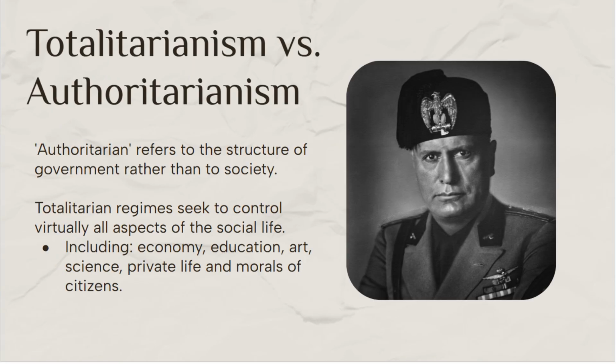First, though, let's pause and talk about some vocabulary here. I feel like people often interchange these two words, totalitarianism and authoritarianism, but they're in fact different things. Authoritarian refers to the structure of government rather than a society. You can have an authoritarian government regime, but if they're not including other aspects of civilian life, like the economy, education, art, science, morals of the citizens, then it's not totalitarian. To be a totalitarian regime, you have to seek to control pretty much all aspects of your civilians' lives.